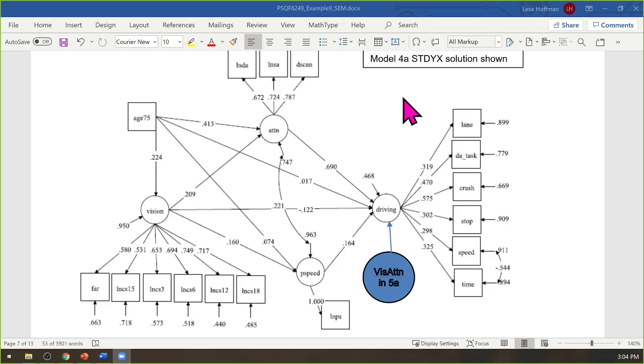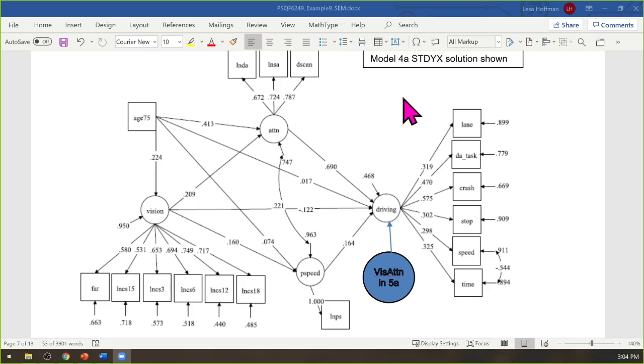Are any direct relationships between my 5 constructs missing? I don't think so. Nope. It's saturated. So I could change where the arrows go. It's going to fit the same. I could have driving predict age. That would be silly, but it wouldn't be wrong mathematically.